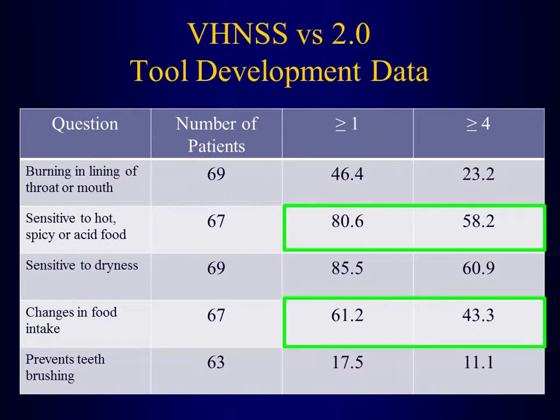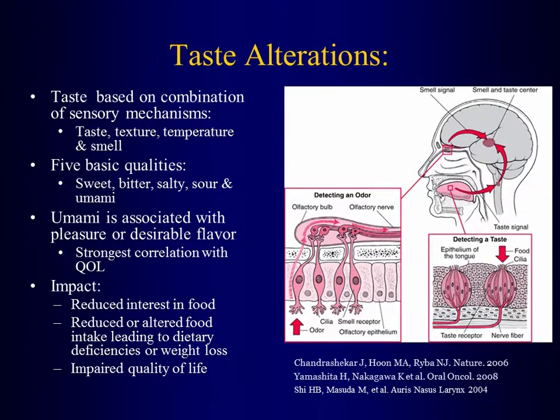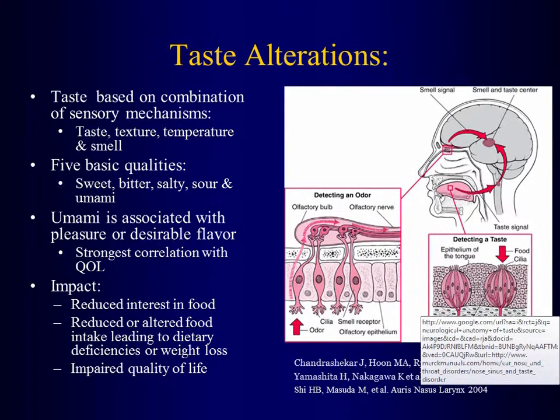It changed food intake in a very high percentage of patients. So it really does have a profound effect, and it's one of the toxicities that I think people are less familiar with. Another oral toxicity that tends to be underplayed is taste alteration. We all know that patients with head and neck cancer have alterations in taste. We know that. But I think what we don't recognize is how impactful it is.